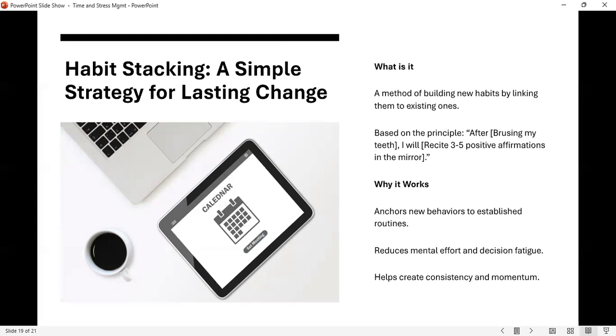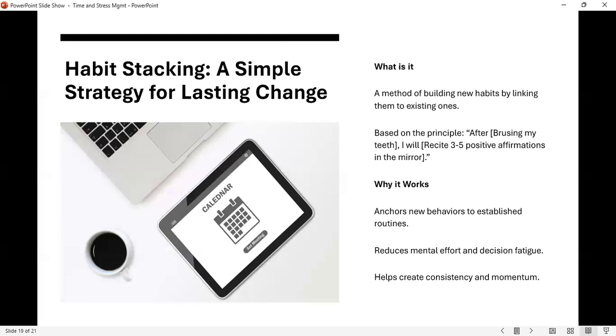So what is it? A method of building new habits by linking them to existing ones. For example, after brushing my teeth, I will recite 3 to 5 positive affirmations in the mirror. The one I started with is when I make my pot of coffee, I drink a large glass of water, because one of my goals for my days is to drink 100 plus ounces of water in a day. I was finding myself scrambling to get that done towards the end of the day. So in the morning when I make my pot of coffee, I now drink a large glass of water to get a jump on that water drinking for the day.